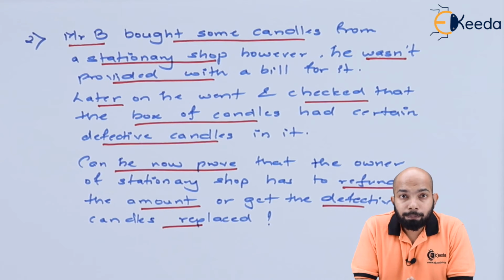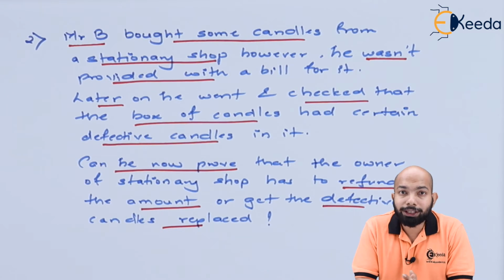Now, can he prove that the transaction took place and that the owner of the shop is supposed to refund the amount back or get the defective candles replaced? What do you think? Is there any kind of proof that he can provide and make the shopkeeper or the owner of the stationery shop go ahead and refund the amount or replace the defective candles? What do you think about it?